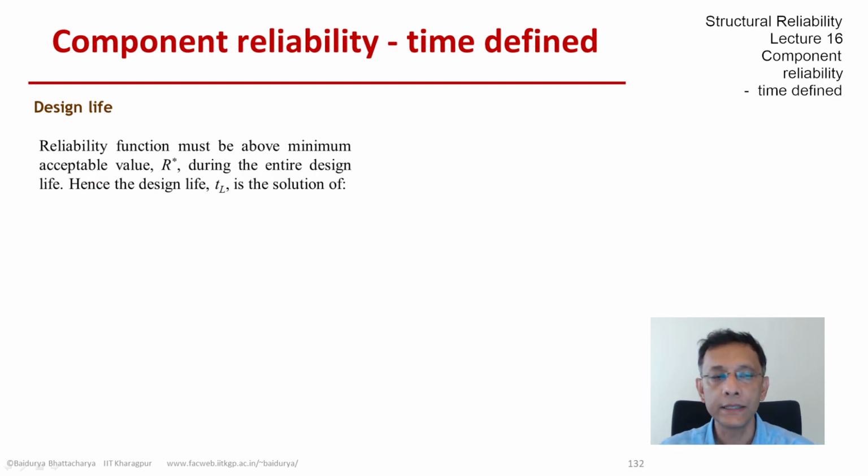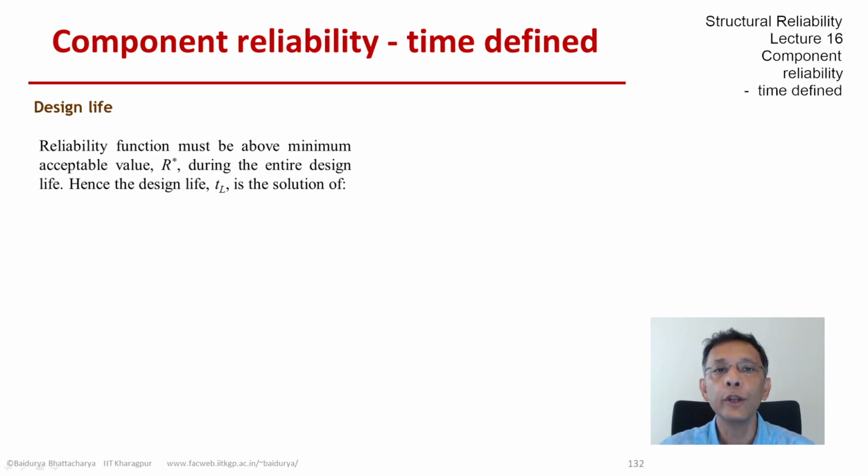So we can state that the reliability function must be above the minimum acceptable value R star during the entire service life. So that would clearly give us the design life. How we get the minimum acceptable value is obviously a very different question. It's a separate question. It's quite a large subject in itself, and we are going to discuss that towards the end of this course.